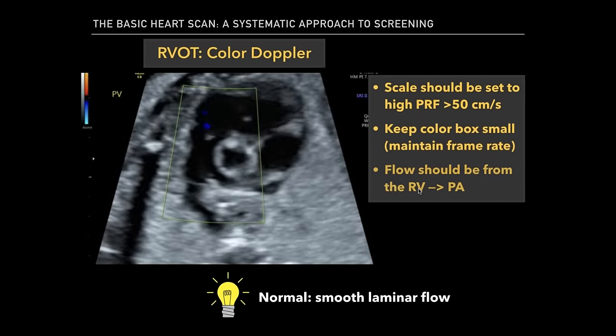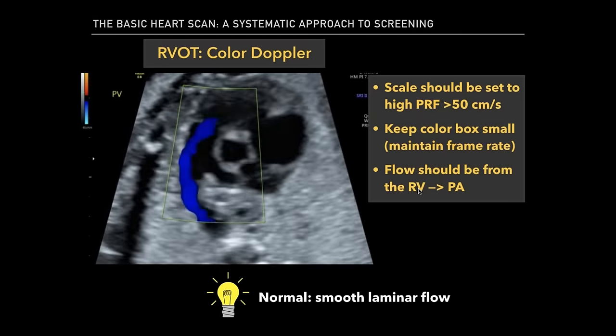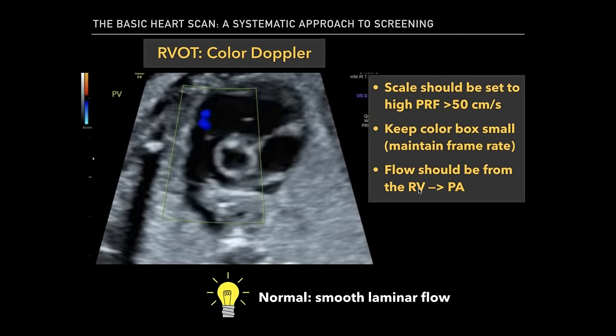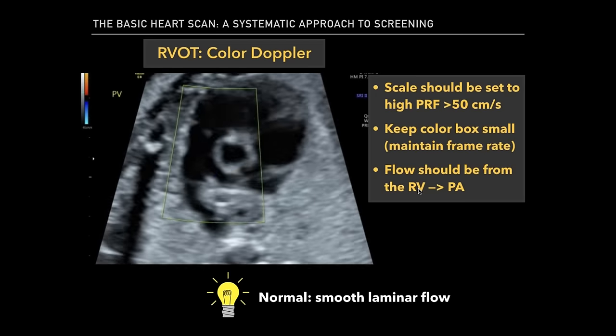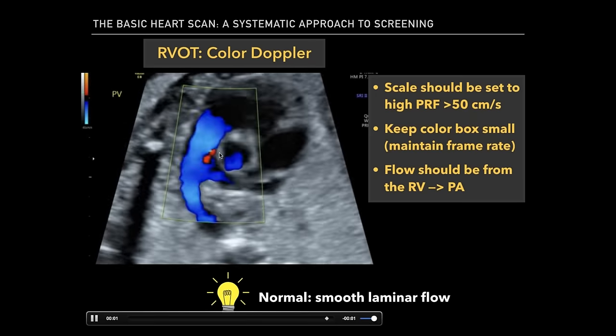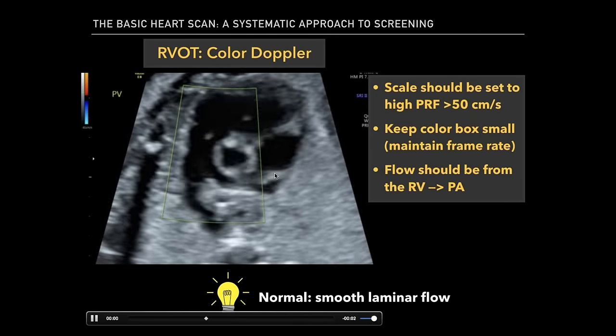And with color Doppler, scale should be set to high with a PRF greater than 50 centimeters per second. You also want to keep the color box small to maintain a high frame rate, and flow should be from the right ventricle to the PA. And again, normal flow is smooth and laminar flow.